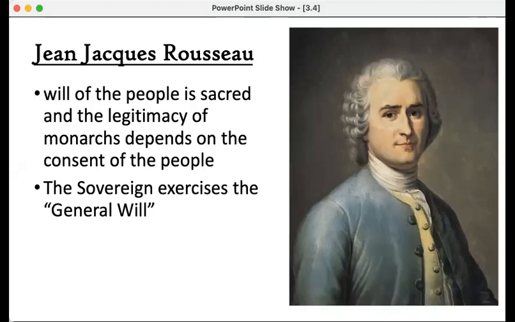And his big idea here is that it is the job of the sovereign, aka the leader of the government, to obey the general will of the people. So let's say the will of the sovereign, the king at this point, is to make it so on Wednesdays, everyone in the country has to wear pink, right? That is the will of the king.